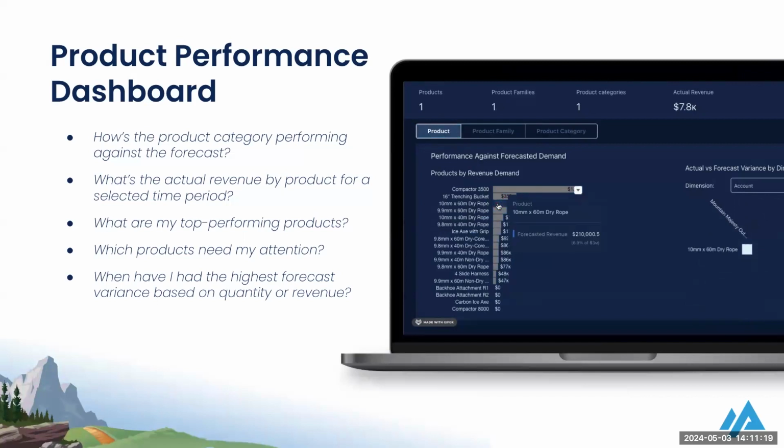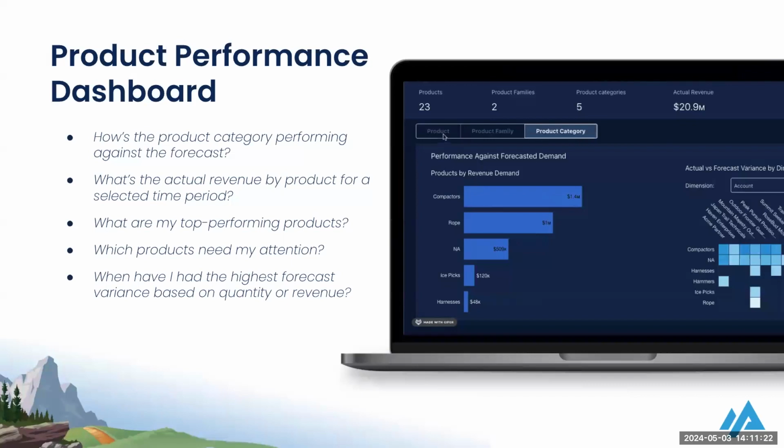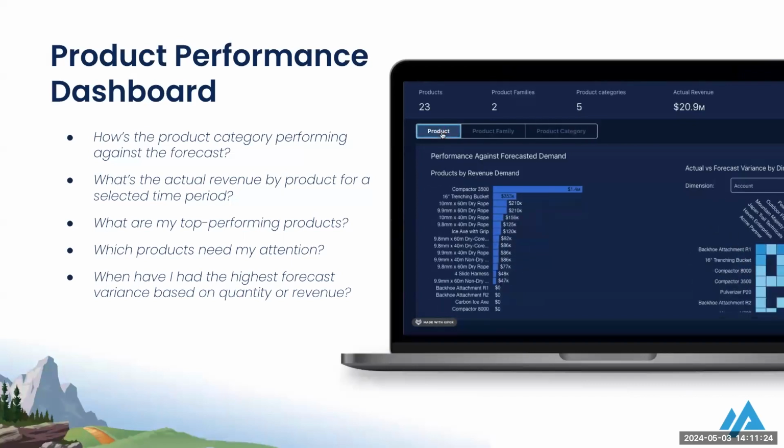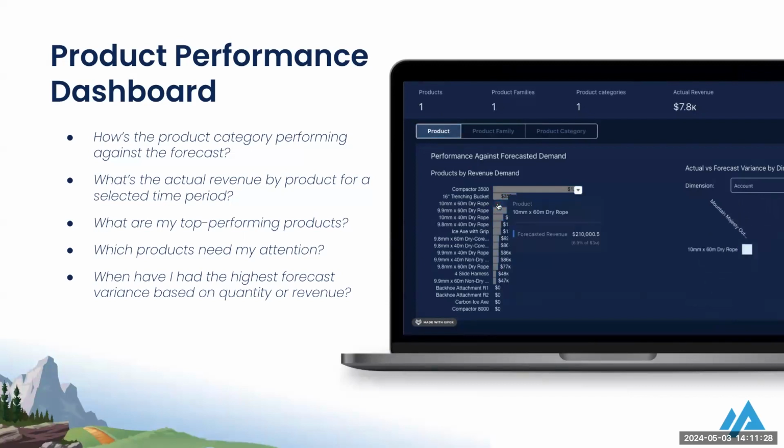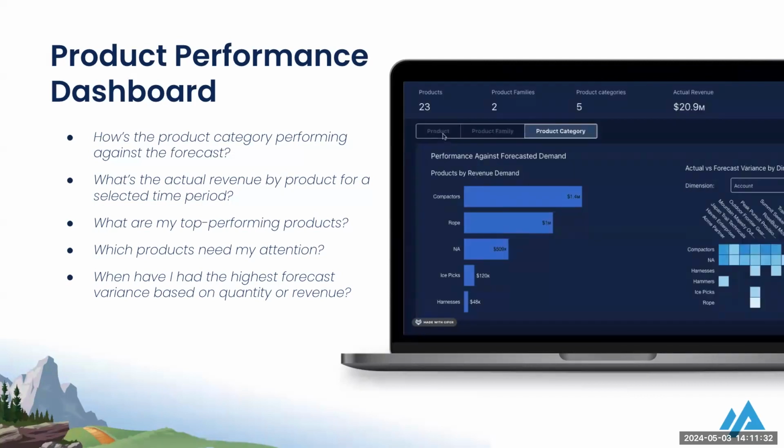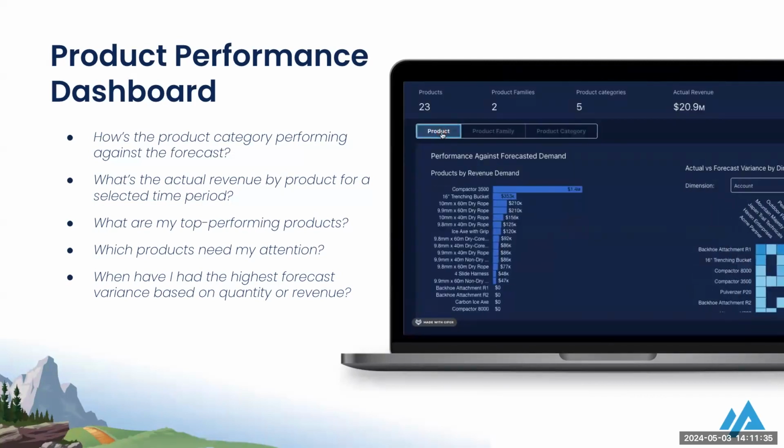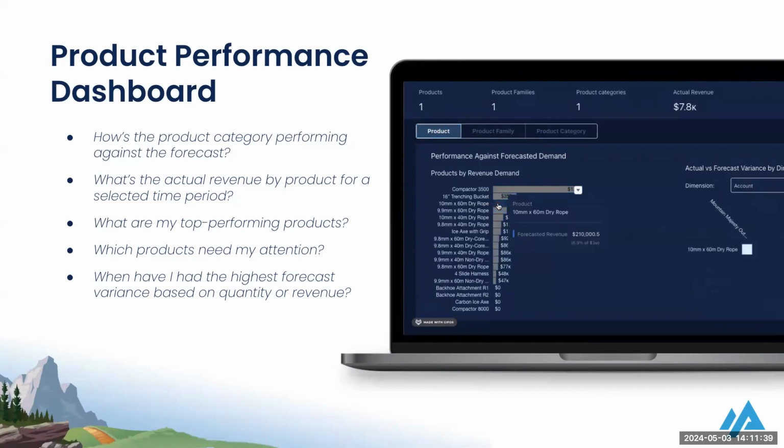The revenue by product for a select period, which of your products are top performing, which products may need attention, and when have you had the highest variance in your forecasts, whether it's from a quantity forecast or revenue. And you don't have to do both. You could do one or the other, but for the most part right now, I'm just focusing on quantity or revenue.